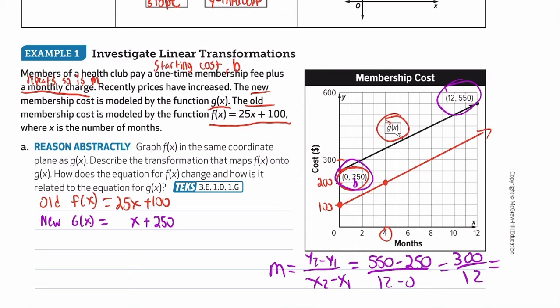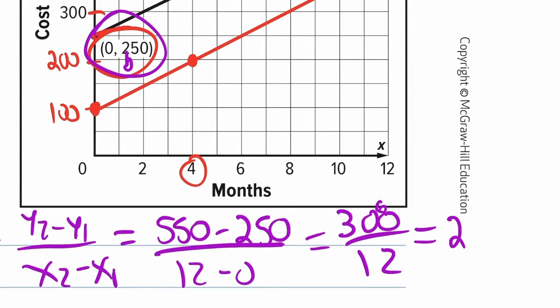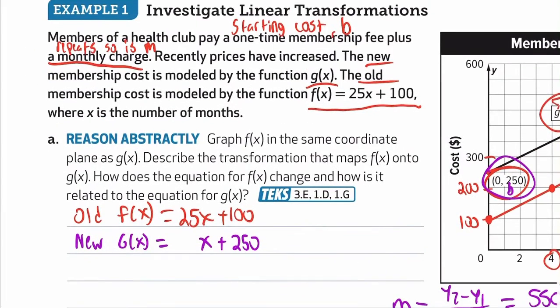12 fits in a 30. 2 times 6 with the 0 remaining. 60 remaining, so it'll be 25. M is 25.